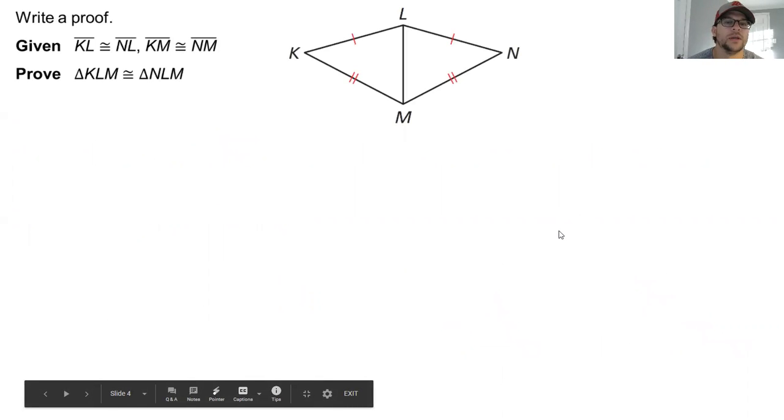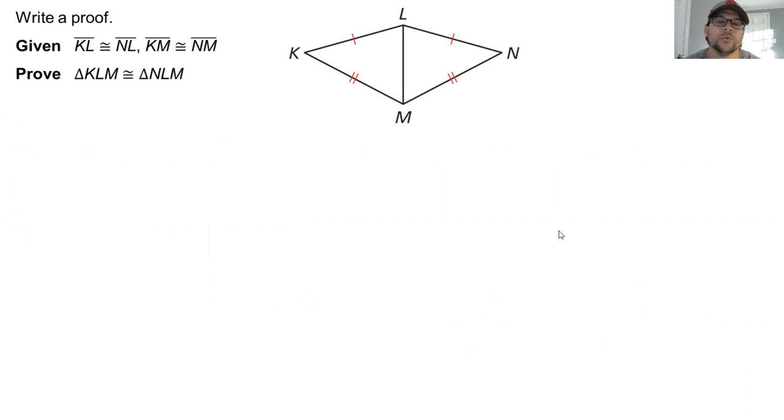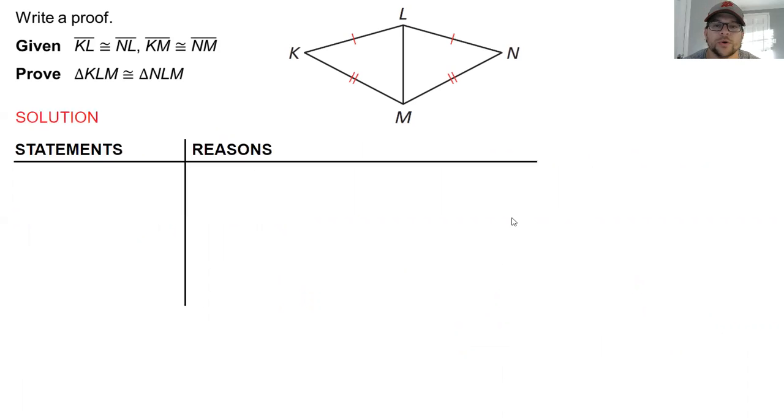Okay, so here is how we can use this information to prove two other triangles are congruent to each other. So given our two-column proof, we're going to put that first given information into our statements. We're given the first statement as KL is congruent to NL because it's given. The second one is KN to NM is congruent because they are given.